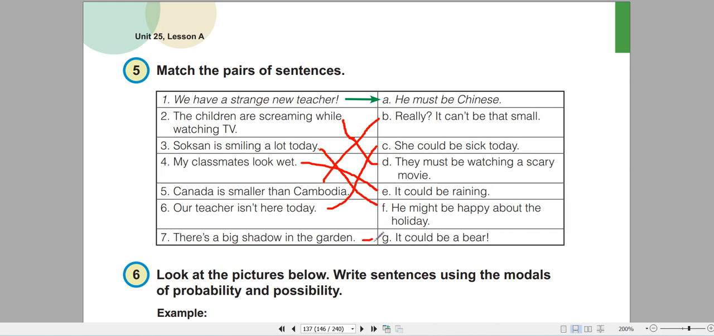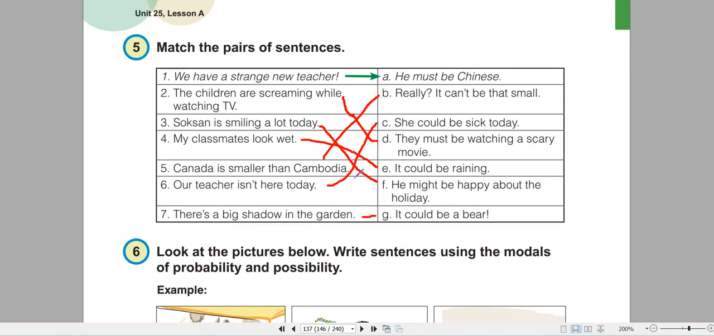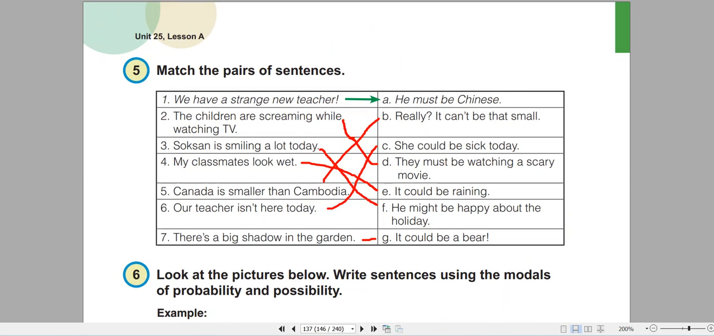It could be a bear. So you see that? We have a strange new teacher. He must be Chinese. Number two, the children are screaming while watching TV. They must be watching a scary movie. Soksan is smiling a lot today. He might be happy about the holiday. My classmates look wet. It could be raining. Canada is smaller than Cambodia.